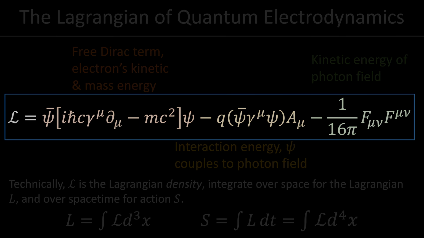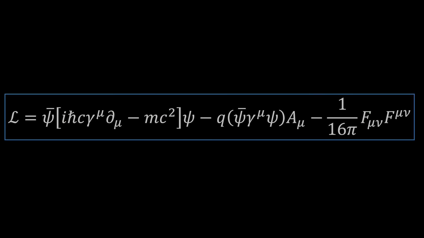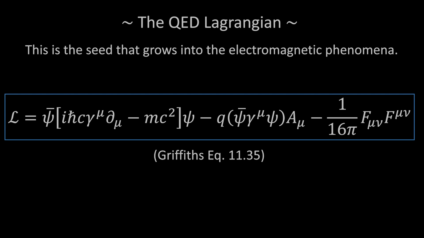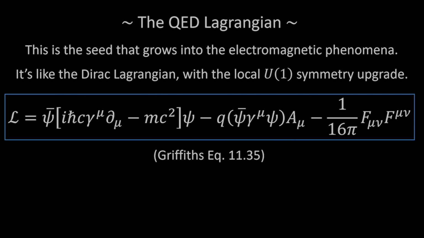Okay, so let's reflect on this for a moment. What we have here, this iconic, beautiful equation, is the QED Lagrangian. And this is the seed that grows into the electromagnetic phenomena. So the blossoming of this equation is responsible for most of the worlds that we see around us. It's an amazing thing. And you can think of it as the Dirac Lagrangian with the local U(1) symmetry upgrade. So if you take the Dirac Lagrangian for a free electron and say, I want to do whatever minimal thing I have to do to give that local phase symmetry, then this is what you end up getting. And so fundamentally, that's all this really is.